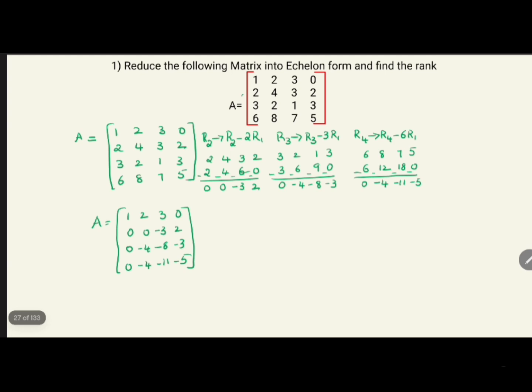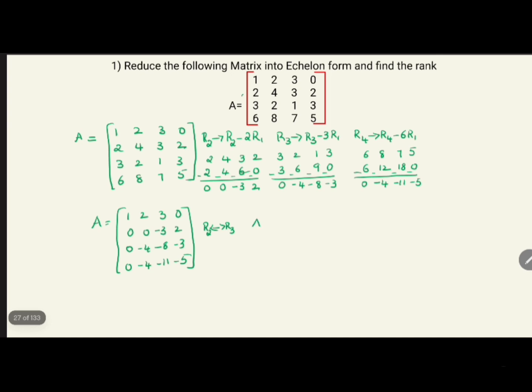Now, what is the third step? The third step is I should make the elements below A22 zero. So this is A22. But what is the condition? I told you that the diagonal element should not be 0. This is the second diagonal element, but here it is 0. It should not be 0. For that, I will swap R2 with R3 so that the second diagonal element will not be 0.